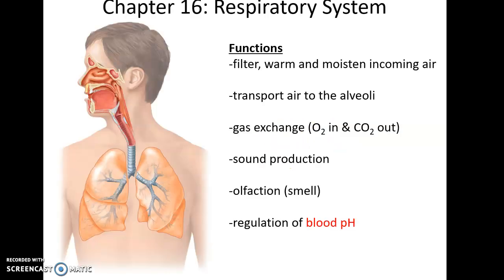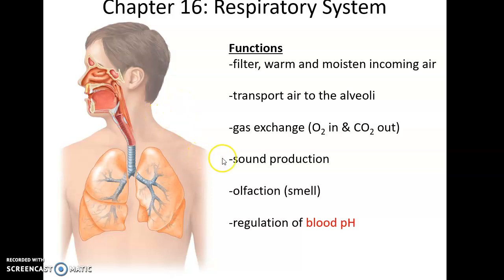So the respiratory system has quite a few very important functions. For instance, it filters, warms, and moistens incoming air. The air is a little harsh, and when we breathe it in through our nose, we're able to warm it, filter particulates, and moisten it so that it is proper for the delicate structures in the lungs. Then we transport the air to the alveoli, the delicate structures in the lungs where gas exchange will occur, allowing oxygen to enter the bloodstream and carbon dioxide to leave the bloodstream.